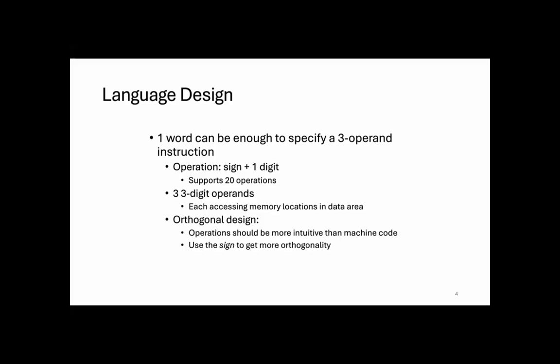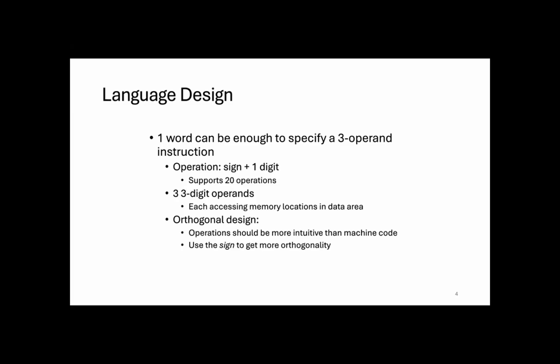We have one word, and that one word will be enough to specify a 3-operand instruction. We are going to have one part for the operation itself, so we're going to have one digit plus the sign to specify the operation, and that will allow us to support 20 different operations, which will be enough for our language so far. And for the operands, we're going to have three digits each, and each will allow us to access a memory location in the data area, and the max number of locations it can access is basically 1000 locations for the data. So if you remember from the previous slides, we have 1000 locations for the data, and 1000 locations for the program itself.